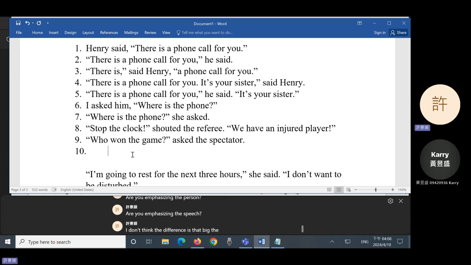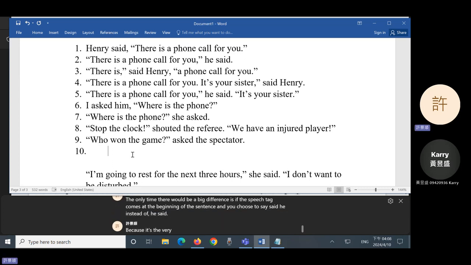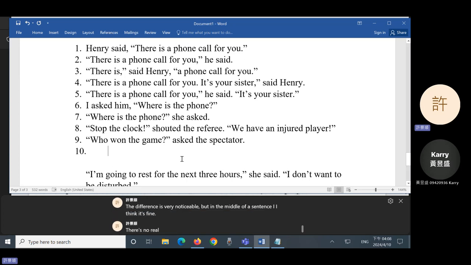The only time there would be a big difference is if the speech tag comes at the beginning of the sentence and you choose to say, said he, instead of he said. Because it's the very beginning of the sentence, the difference is very noticeable. But in the middle of a sentence, I think it's fine. There's no real difference. Both of them are correct. Thank you. Other questions?